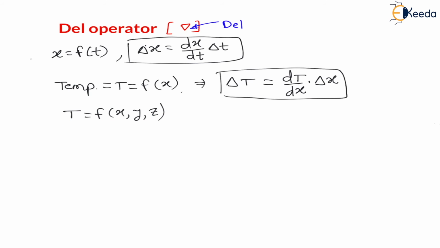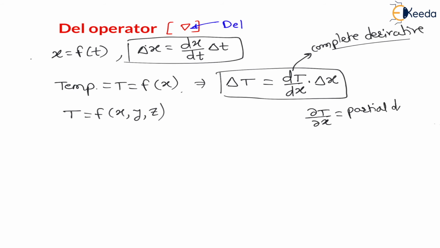Therefore, in such cases, see, this dT by dx is called the complete derivative. In mathematics, it is called the complete derivative, the rate of change of temperature with respect to x. It is a complete derivative. But here, if there are more than two variables, then there is the concept of the partial derivative. That means the partial derivative will be dou T by dou x. It is a partial derivative. Partial derivative means that in this derivative we are considering the change of temperature with respect to x only, right?